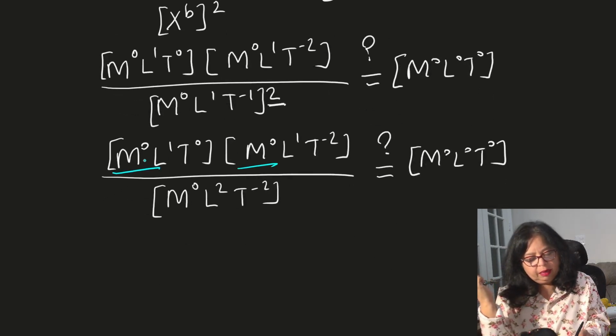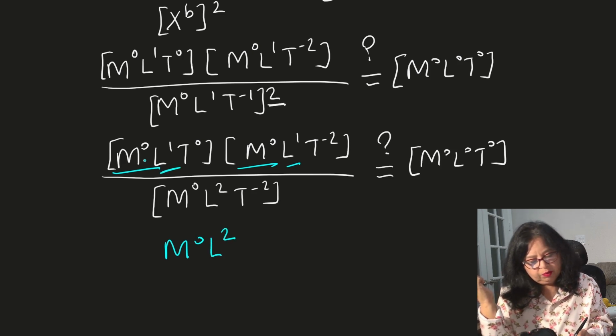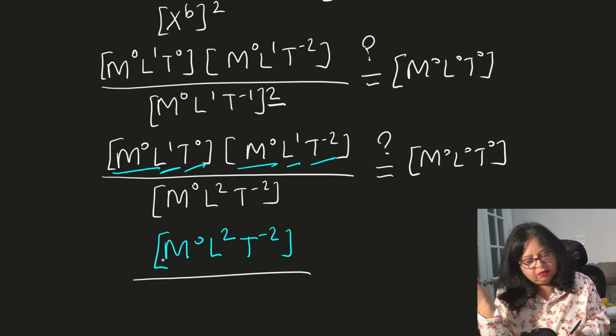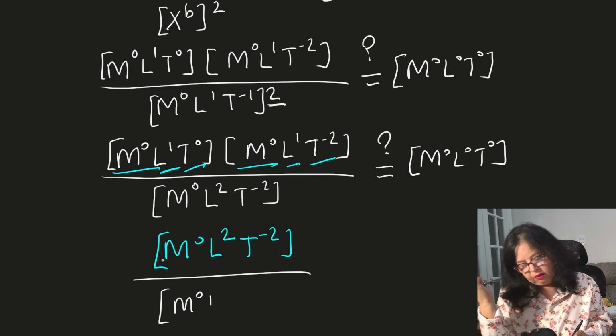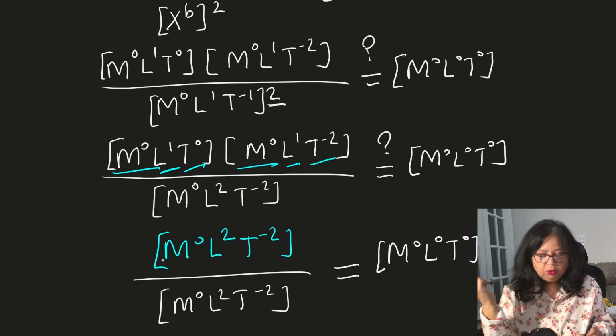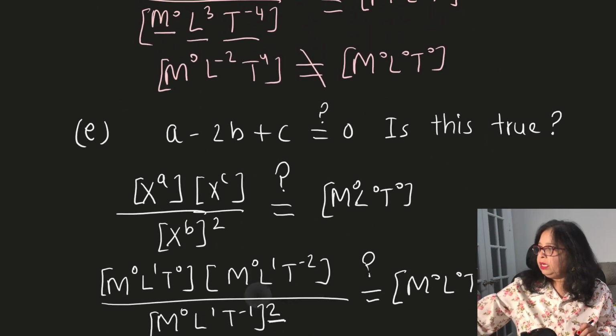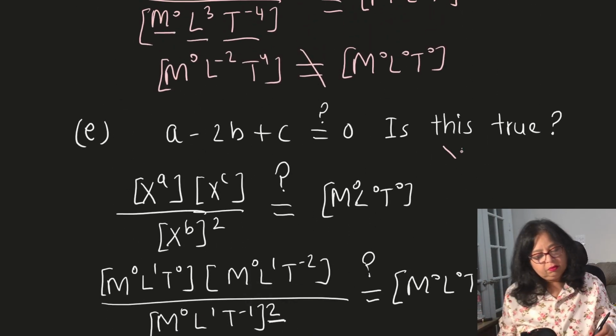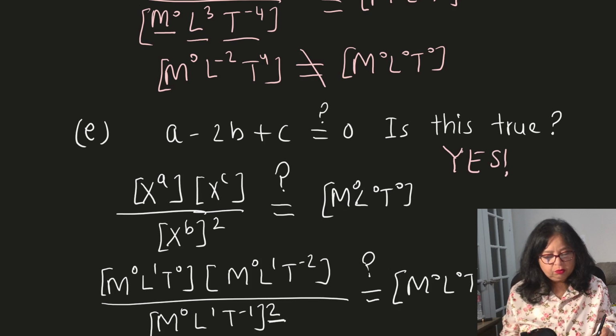M0 times M0 gives me M0. L1 times L1 gives me L2. T0 times T minus 2 gives me T minus 2. And what do I divide this by? M0 L2 T minus 2. What do you think this will give me? Yes, this will give me M0 L0 T0. So this option E that I just made up, yes, this is true.